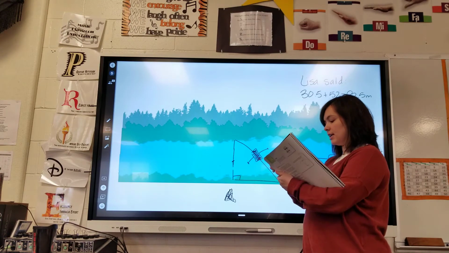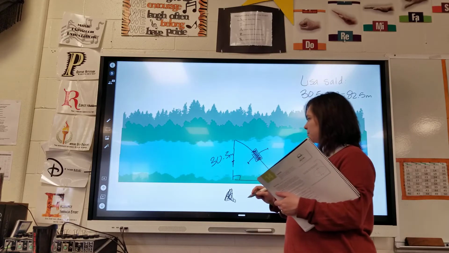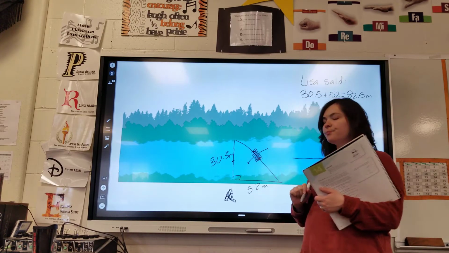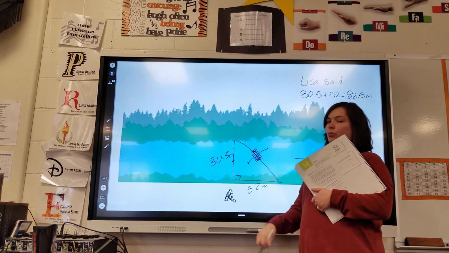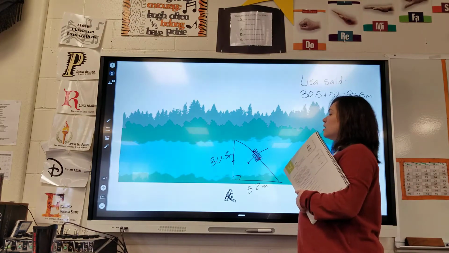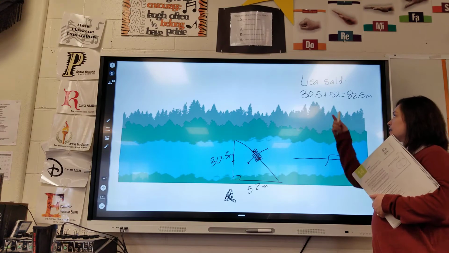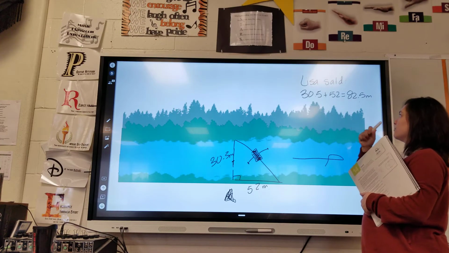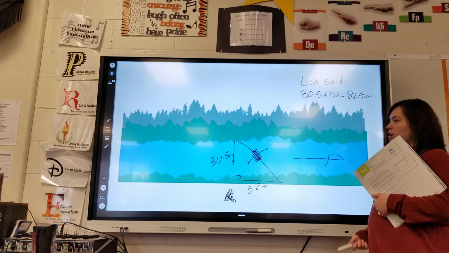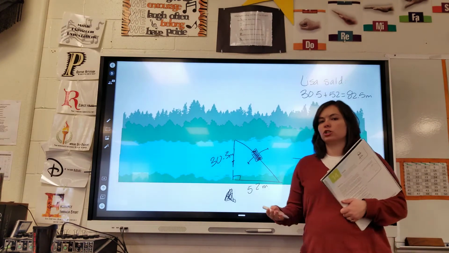The first length is 30.5 meters, and the other one is 52 meters. Okay, so now we should be able to figure out how far the boat has to go. When Lisa was doing this, she said that you take 30.5, you add 52, and you get 82.5 meters. Our task is to figure out, why is Lisa wrong? What did she do wrong?